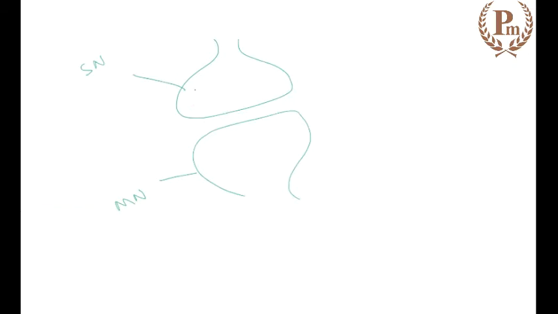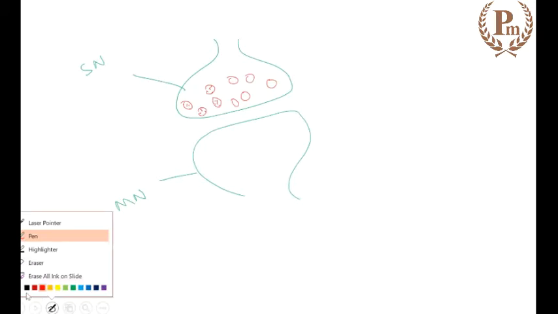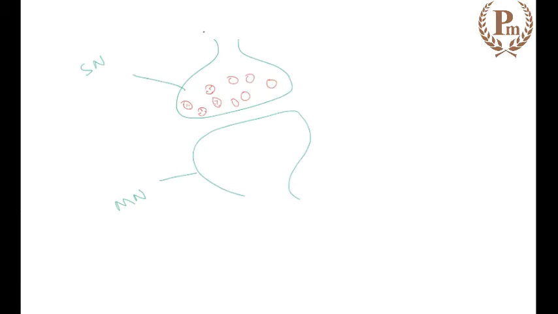In the sensory neuron, at my presynaptic terminal, I have the vesicles. And these vesicles are filled with the neurotransmitters. Good enough. Now, what's the next thing we have to do? We have to start with the steps involved in synaptic transmission. What is the first step? There is arrival of the action potential at the nerve terminal.